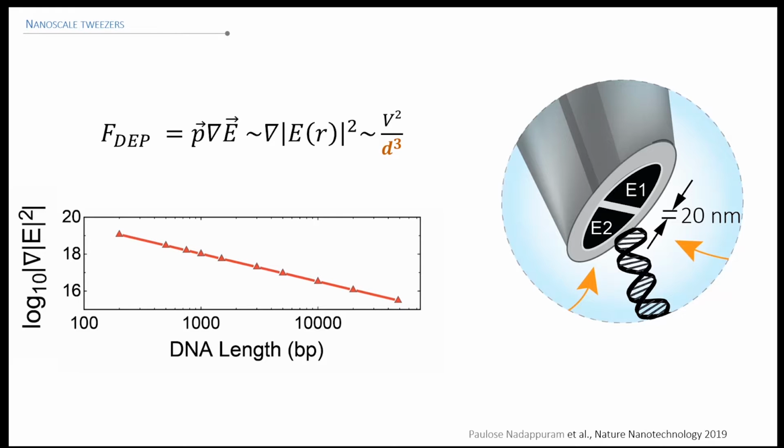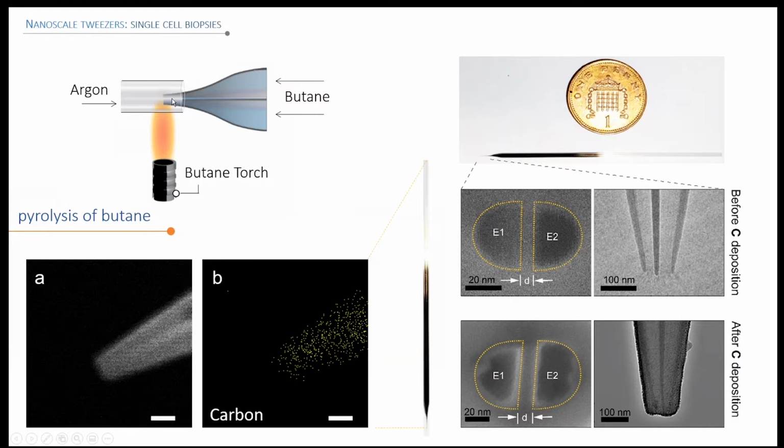To overcome these challenges, we developed a nanoscale dielectrophoretic tweezer with a very small electrode separation in the order of a few tens of nanometers. We fabricated these nanotweezers using nanopipettes made from double-barrel quartz capillaries via laser pulling. Nanoelectrodes were fabricated at the tip by using pyrolytic deposition of carbon.